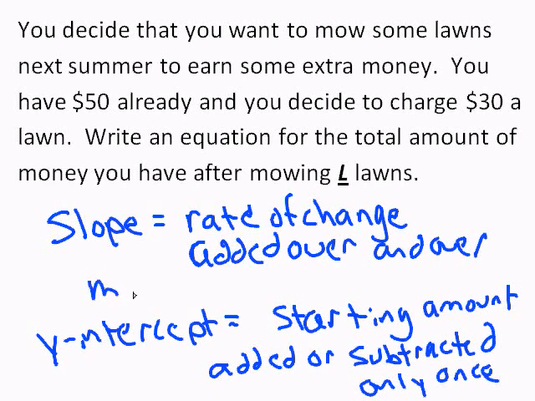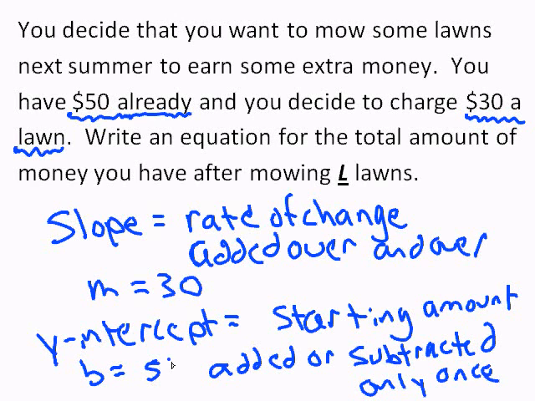So our m is an amount that recurs over and over again. Well, you're charging $30 a lawn. That means every single lawn you mow, you charge an additional $30. It's an amount that's added over and over again as you mow the lawns. So your m is 30. Is there any amount that you start with or that is added only once? Well, the answer to that question is yes. You already have $50. So that amount is added just once, meaning your b value is 50.